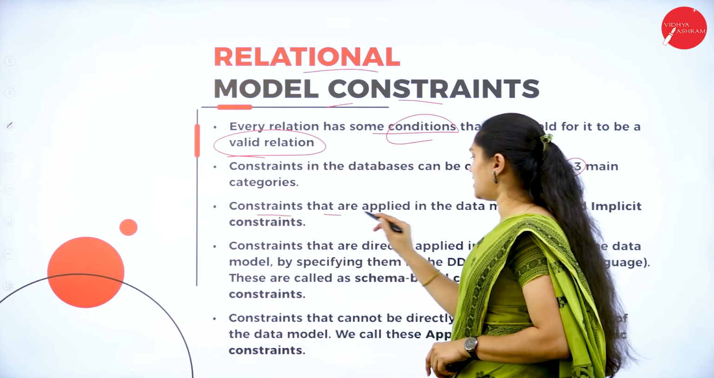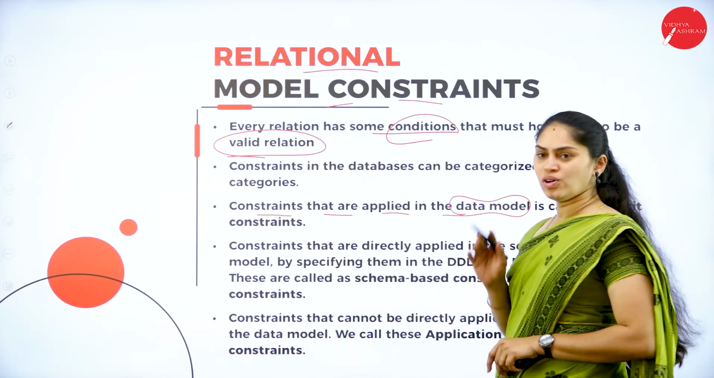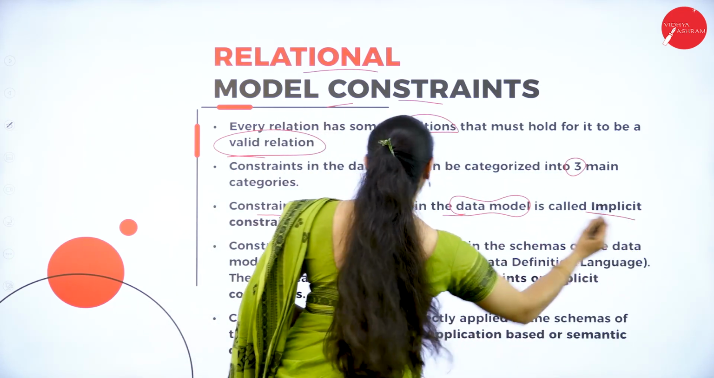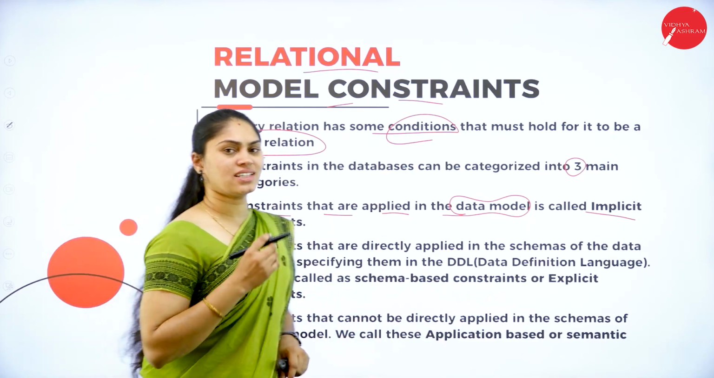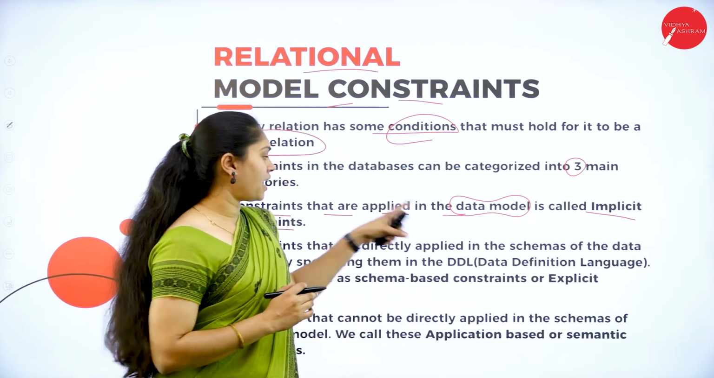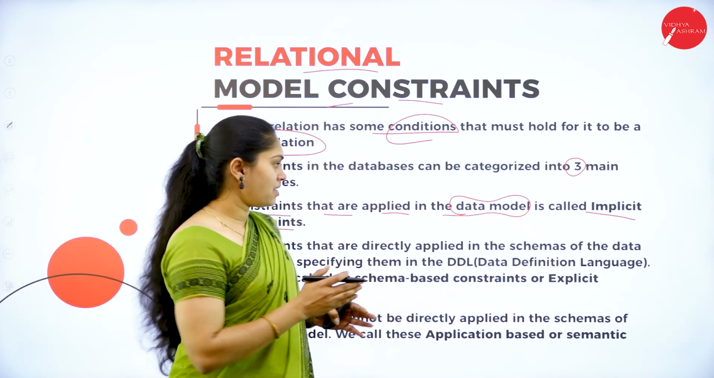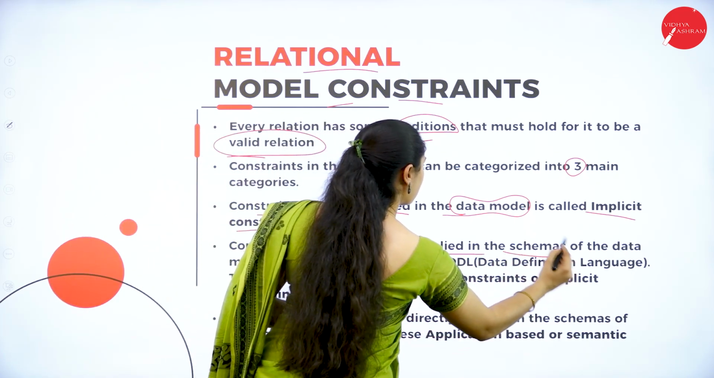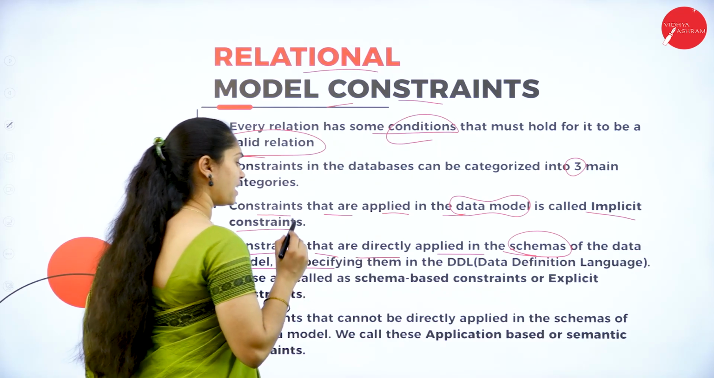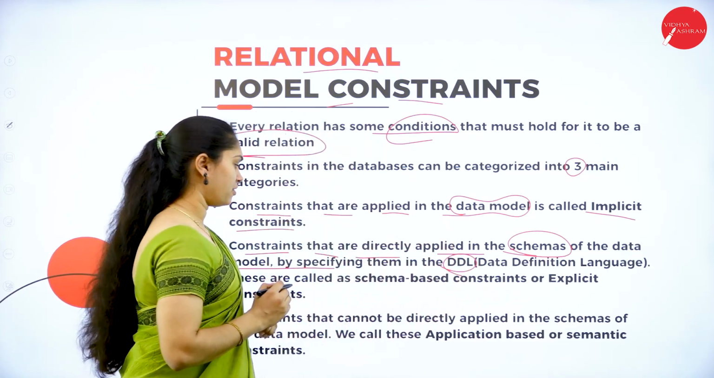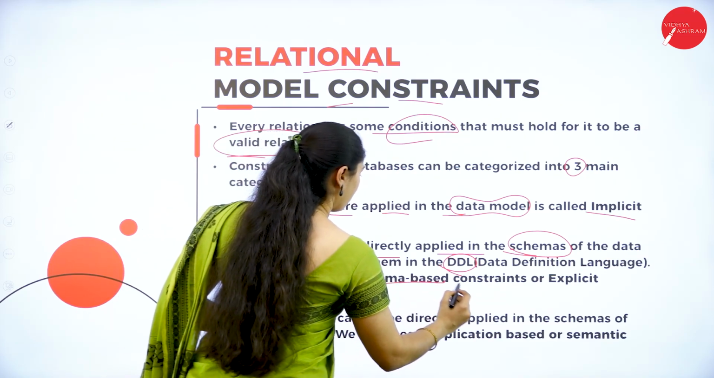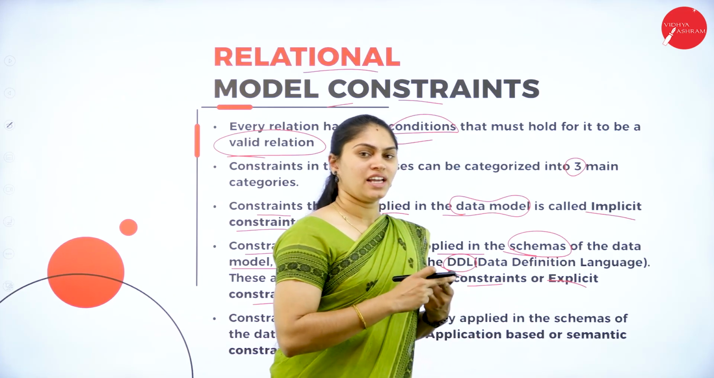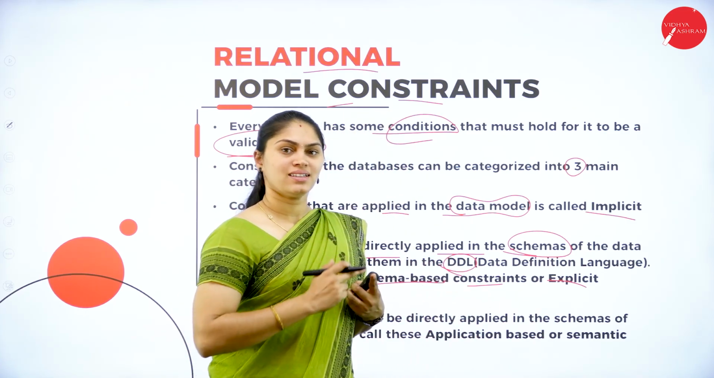See, the constraints that are applied in the data model. The constraints which we are applying to the data model, we call that an implicit constraint. Whenever we have certain conditions or restrictions over the data model, we call that an implicit constraint. Then the next type is what? Constraints that are directly applied in the schemas of the data model by specifying them in the DDL, or data definition language, we call a schema based constraint, and also an explicit constraint. So if you are applying the constraint to the data model, then that is implicit.